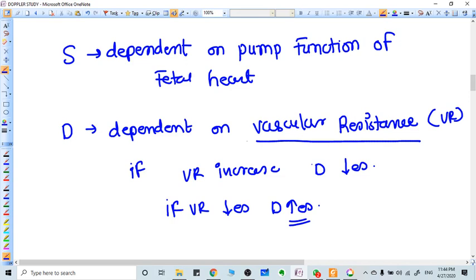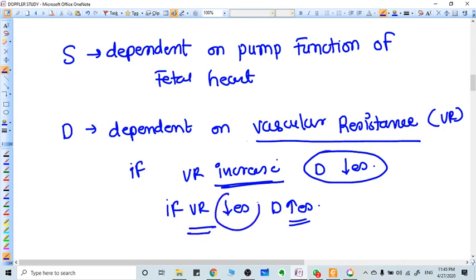If the placental vascular bed's resistance is higher, then the blood can't flow very easily in diastole. So if the vascular resistance increases, then the diastolic flow decreases. If the vascular resistance decreases, then the diastolic flow will be increased.